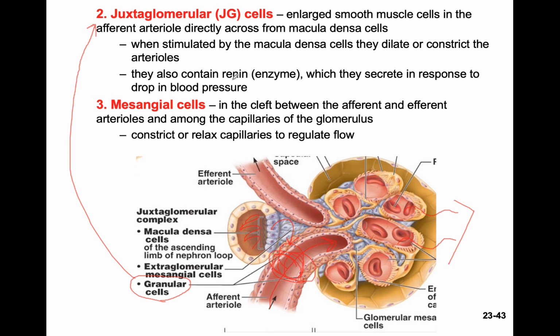Now, another thing here I want you to underline is renin. These JG cells aren't just used to constrict or dilate. They also have an enzyme inside of them called renin. And renin is an enzyme that's only secreted out of JG cells if blood pressure drops. So if you have a lowering in BP, it's going to cause secretion of renin.